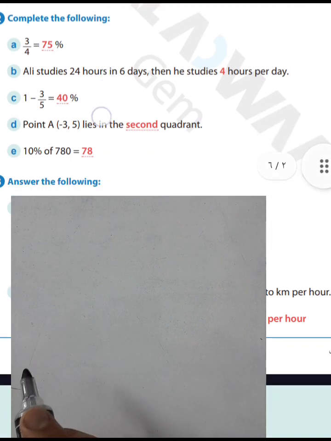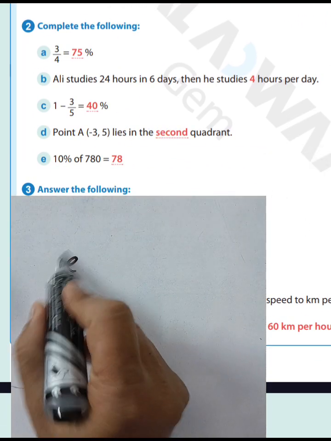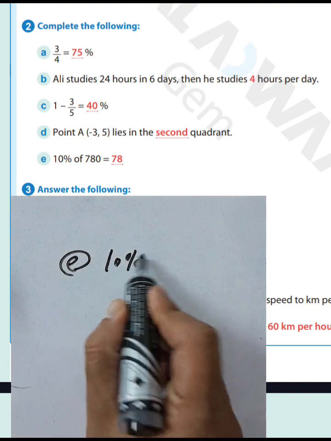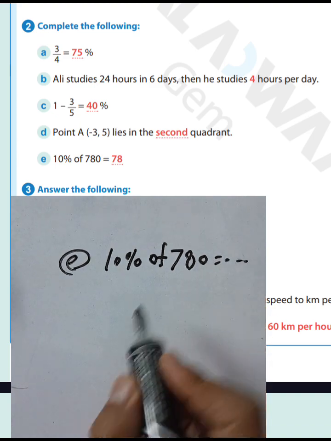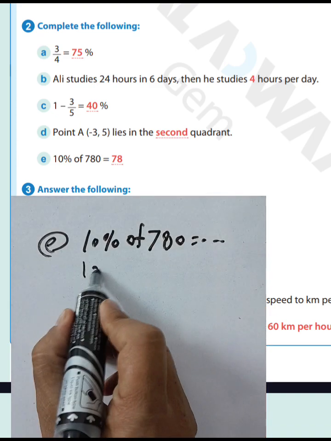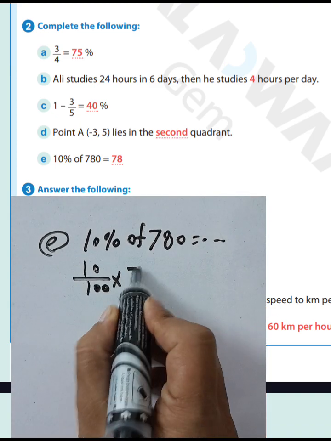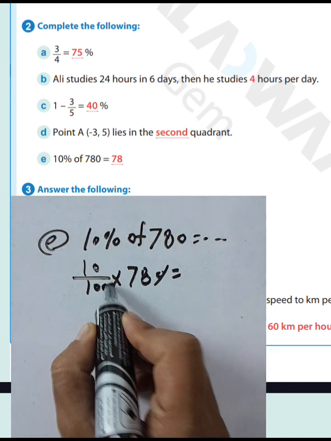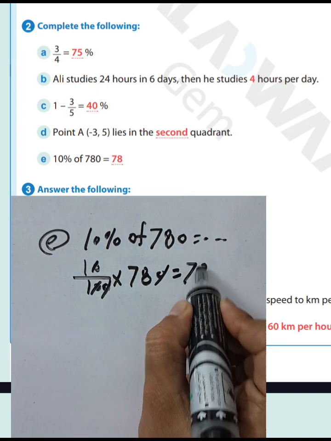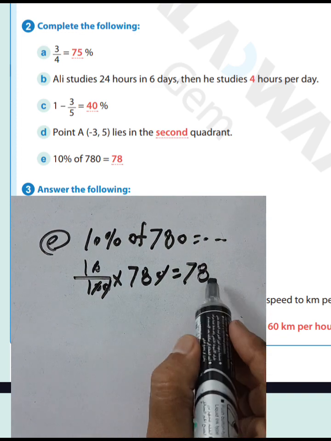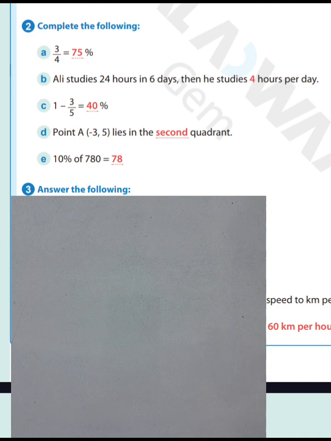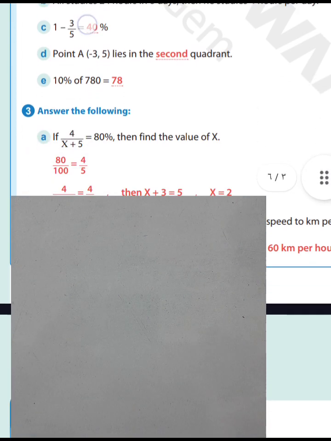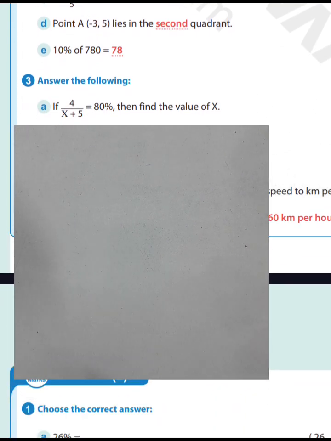Question letter E. 10% of 780 equals space. 10% means 10/100 times 780. You can cancel 0 by 0 and 0 by 0, and the result will be 78. The result here is 78. Okay, understood.